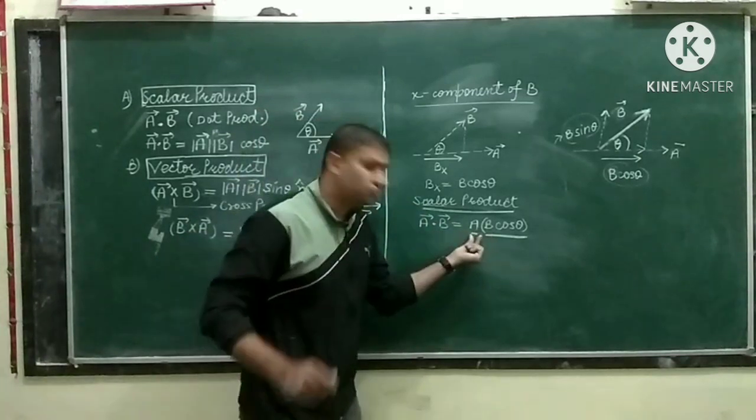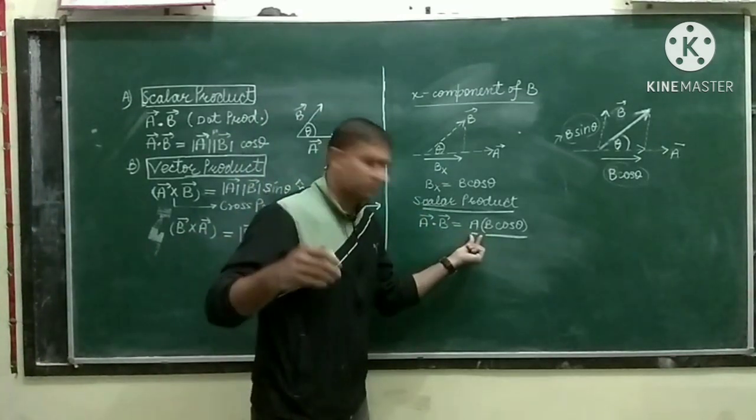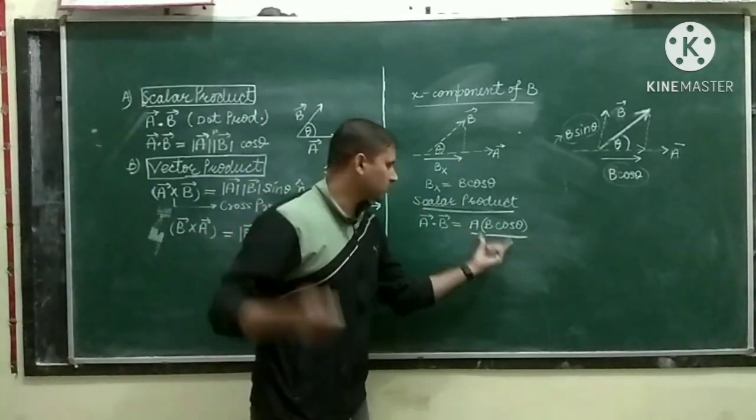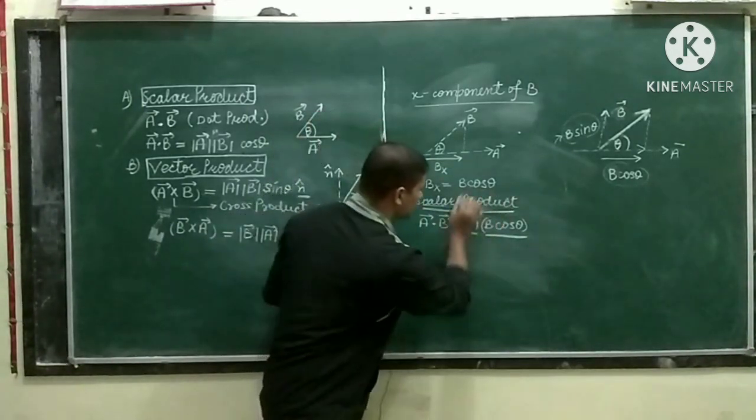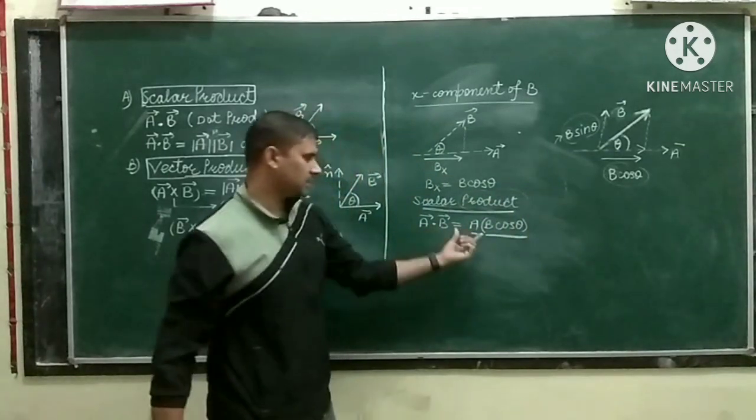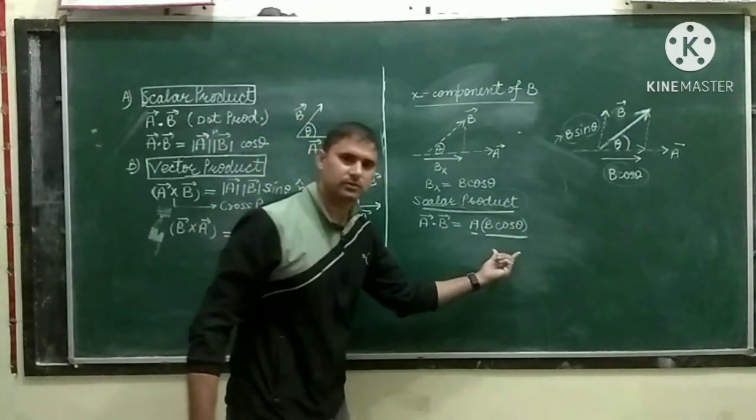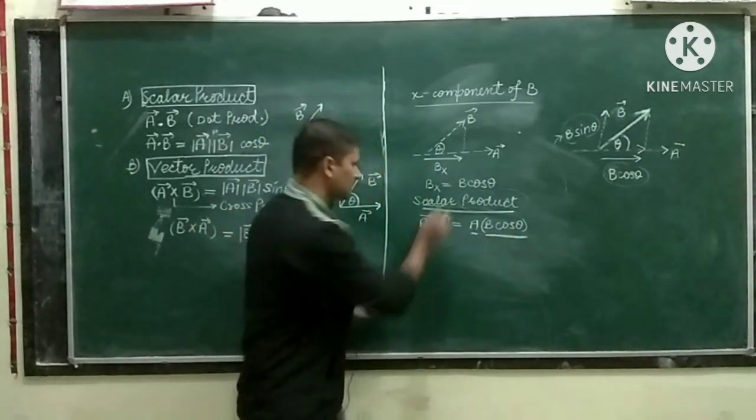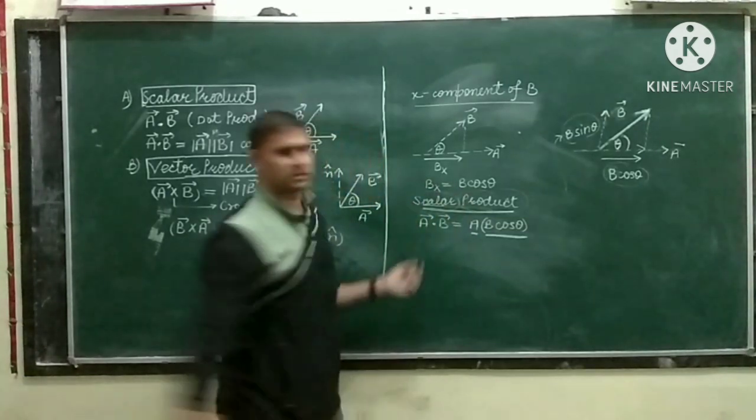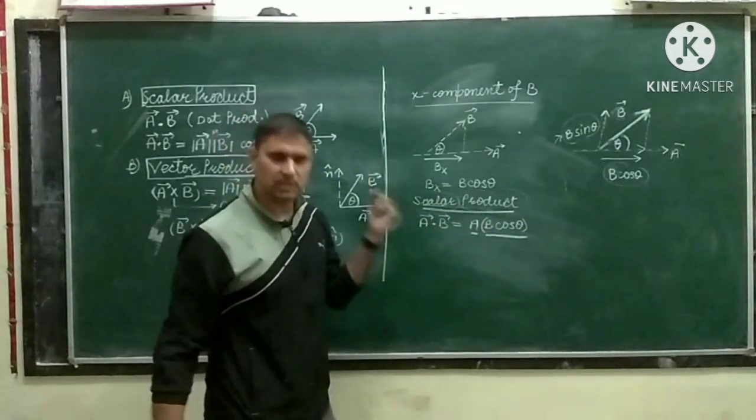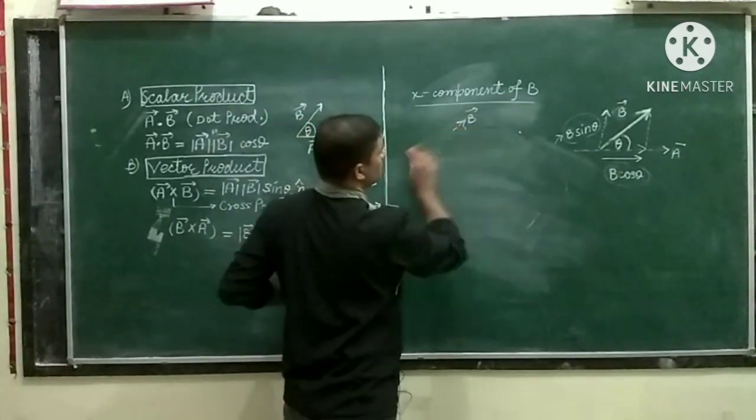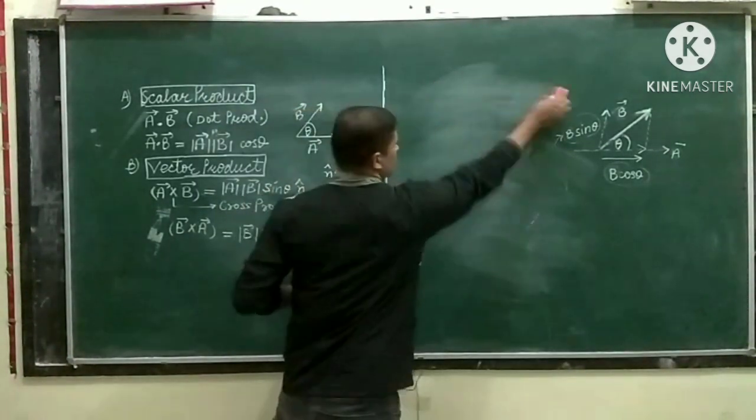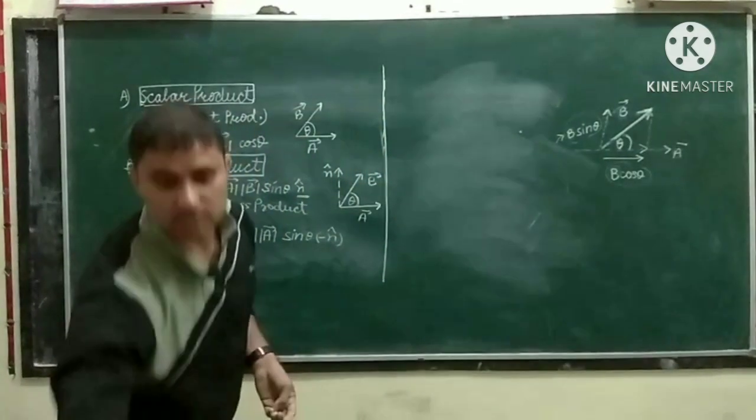Okay, so this magnitude get multiplied. Okay, this is the product. Okay, that's why we call it scalar product. We are using the term here, product, and it is not associated with the direction. This is the magnitude. So this is a scalar quantity and the product is scalar product also. Okay, so this was the impact of X component.